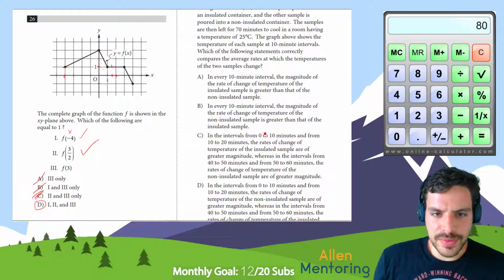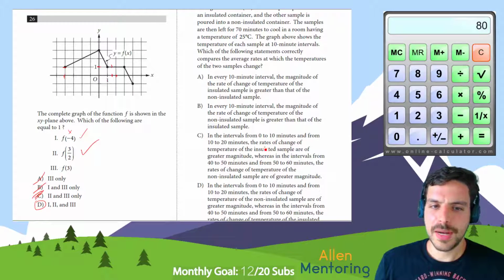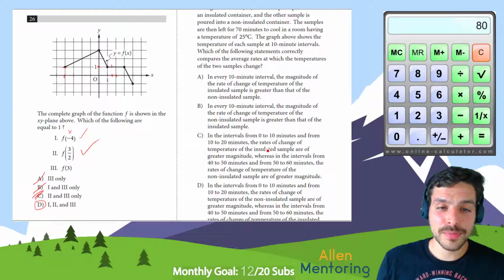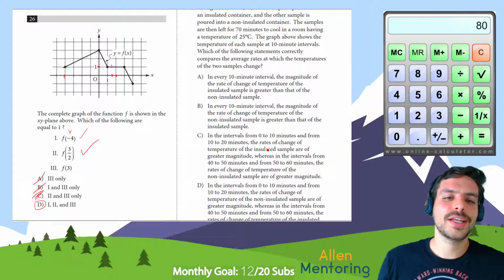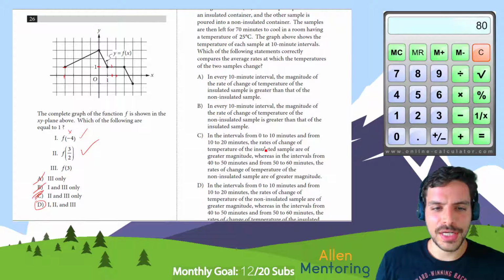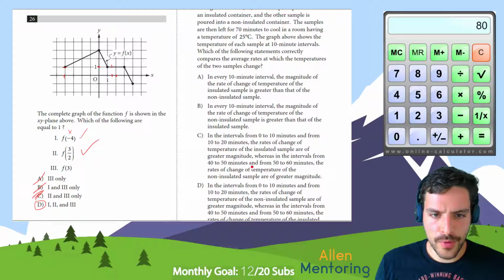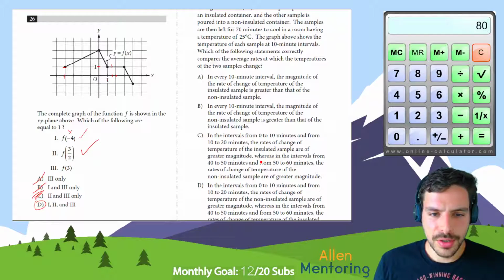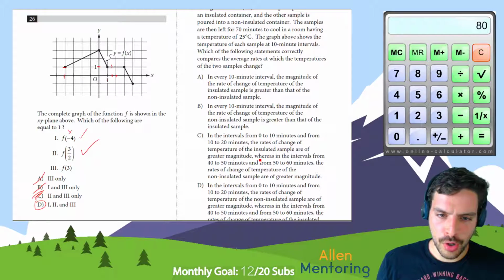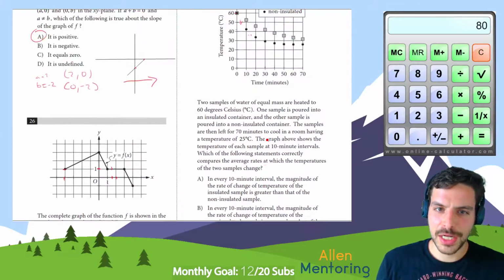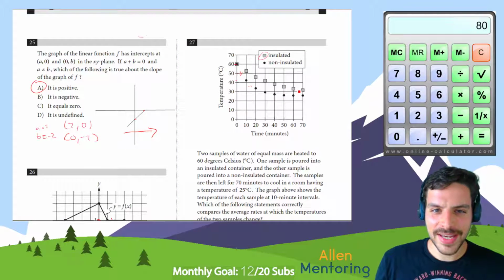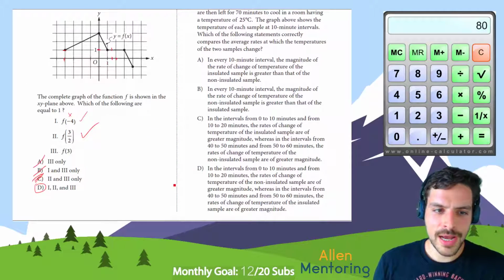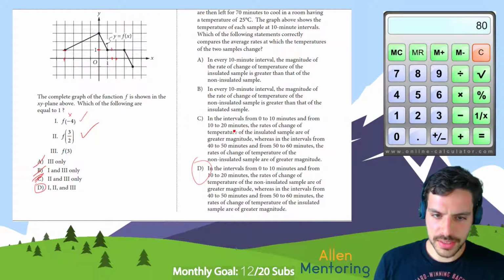In the intervals from 0 to 10 and from 10 to 20, the rates of change of temperatures of the insulated sample are of greater magnitude, whereas in the intervals from 40 to 50 minutes and 50 to 60, the rates of change of the temperatures of the non-insulated are of greater. So that's actually not true. It's the opposite. At the end, the insulated has a greater rate of change. So that's out. So D must be the correct answer.